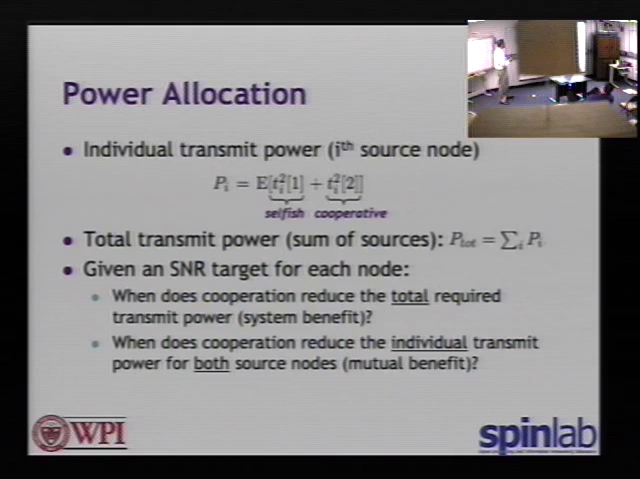And then here are the questions that we're going to look at. Given S and R targets for each node, when does cooperation reduce the total required power? And then this sounds like a very similar question, but it's actually quite different. When does cooperation reduce the individual transmit power for both nodes? You get a mutual benefit, simultaneous mutual benefit. And they're not the same thing. I'll have some examples here that will show that's the case.